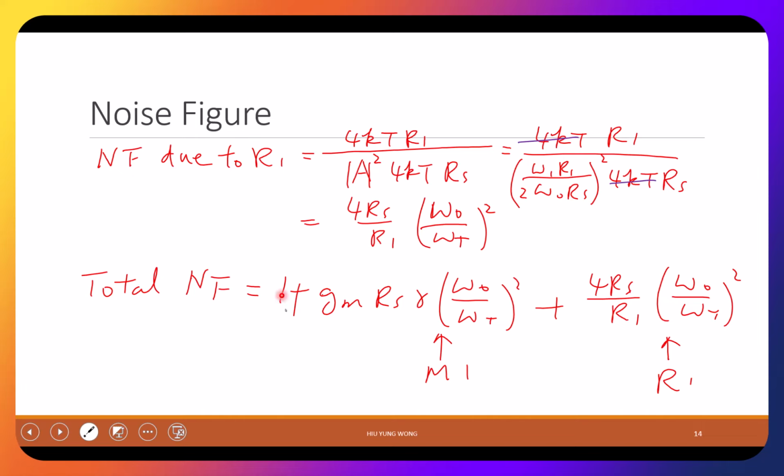And then this component is due to the source. Yeah, this is AV squared. What do you mean I divide already? That's how you find the noise figure, right?